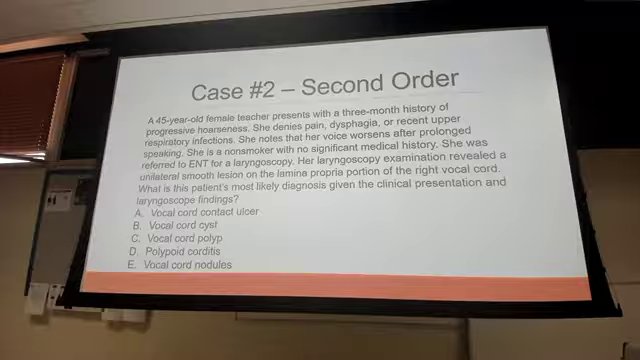What are we thinking? C. Yep, vocal cord contact ulcer. Not so much given the laryngoscopy results. Same thing with the cyst, and then that polypoid chorditis. We don't see the Reinke's edema. Both vocal cord nodules are usually going to be bilateral.